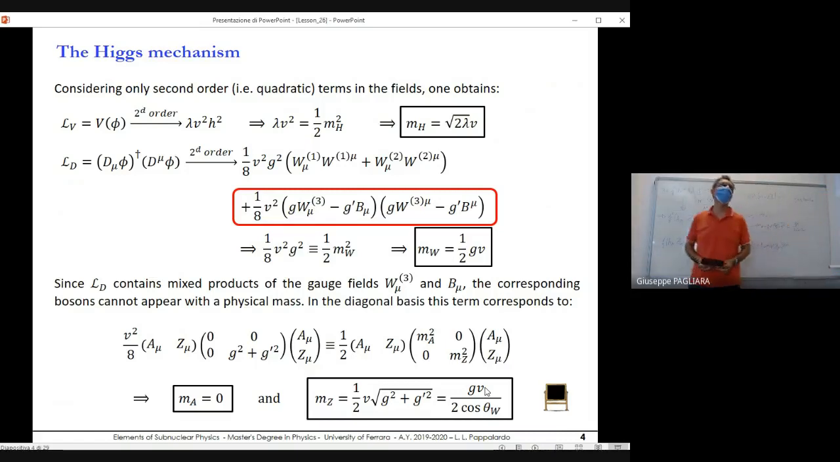So we still have to show that A is the photon and Z is the Z boson. For the moment, they are just eigenstates of this matrix.